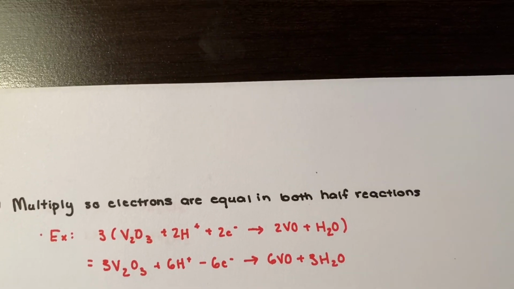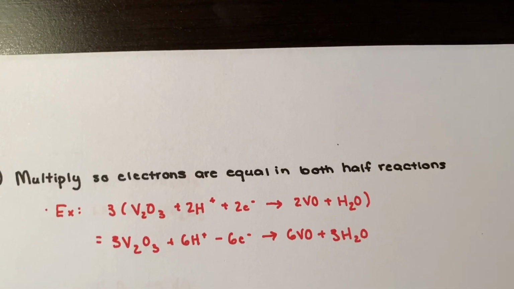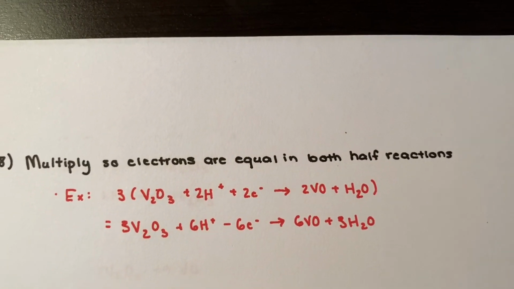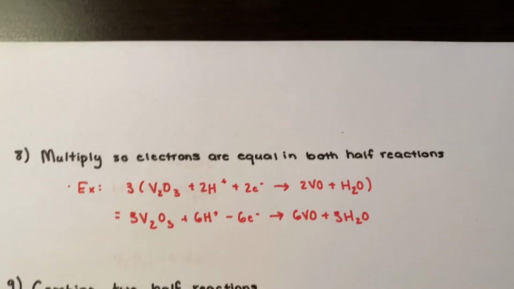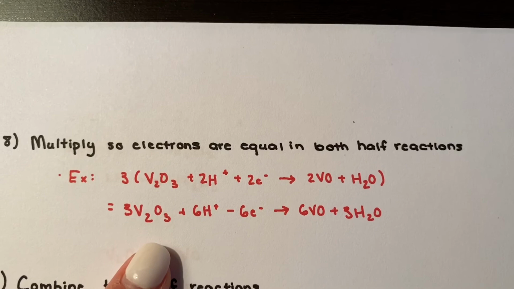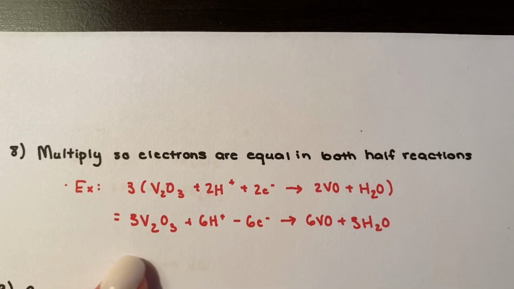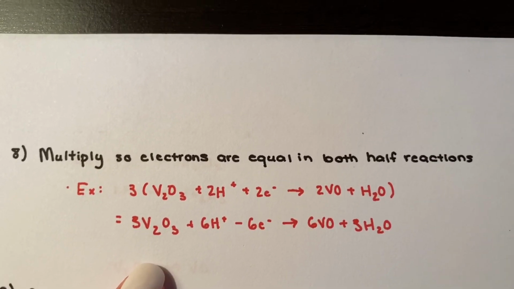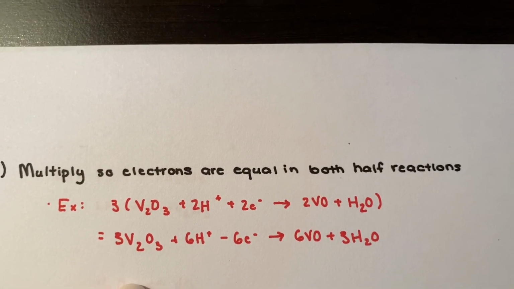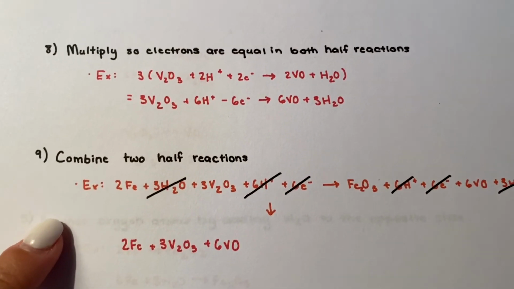Half reaction 1 has 6 electrons, while half reaction 2 has 2. So by multiplying half reaction 2 by 3, it will give it 6 electrons and be equal to the first one. So we have the math here. We have 3 times V2O3 plus 2H+ plus 2e- to 2VO plus H2O, and after we multiply all that out, we get 3V2O3 plus 6H+ plus 6e- goes to 6VO plus 3H2O. Step 9 here, we need to combine the two half reactions.